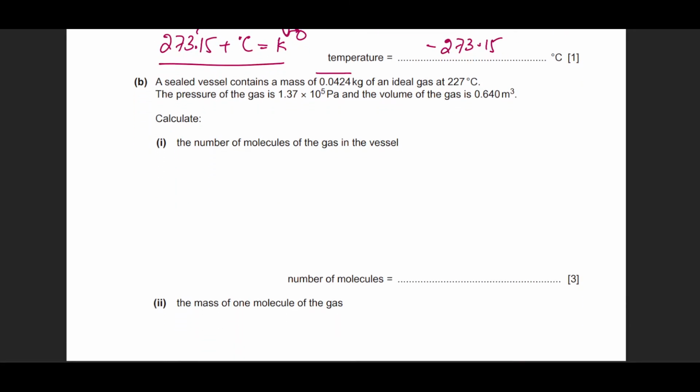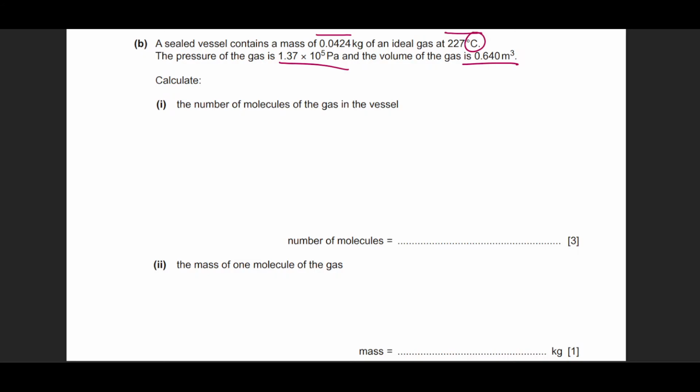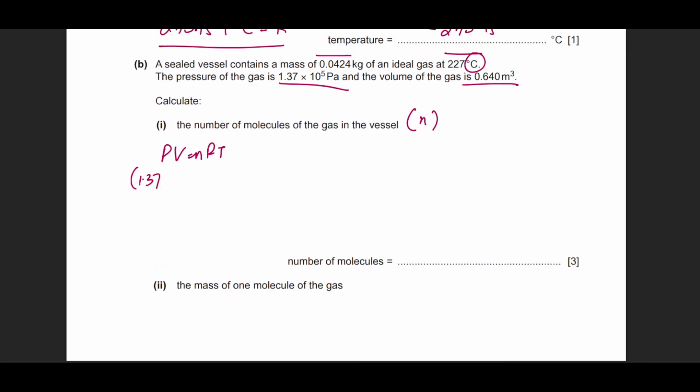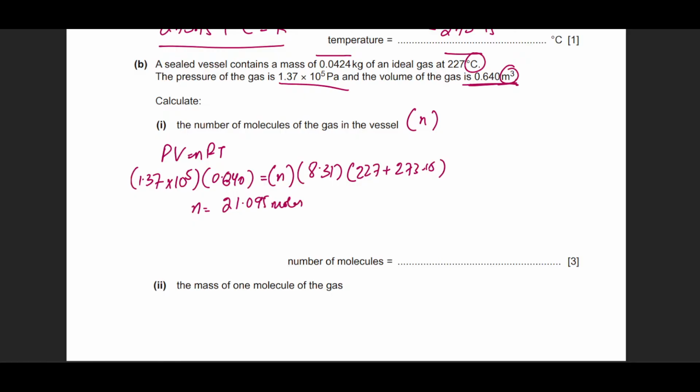A sealed vessel has a mass given, temperature is given, but notice it's in degree centigrade. The pressure is given, the volume is given. Calculate the number of molecules. So first we calculate the number of moles and then we can go towards the number of atoms by using Avogadro's constant. So simply use PV equals nRT. The pressure is given to us as 1.37 into 10 to the power 5. Volume is 0.640 as over here. Make sure it's in meter cube. Equals the number of moles, which is what we have to calculate. The gas constant is 8.31. The temperature will be 227 plus 273.15. The number of moles that you're going to get out of this is going to be 21.095 moles multiplied by Avogadro's number, which is 6.02 into 10 to the power 23.